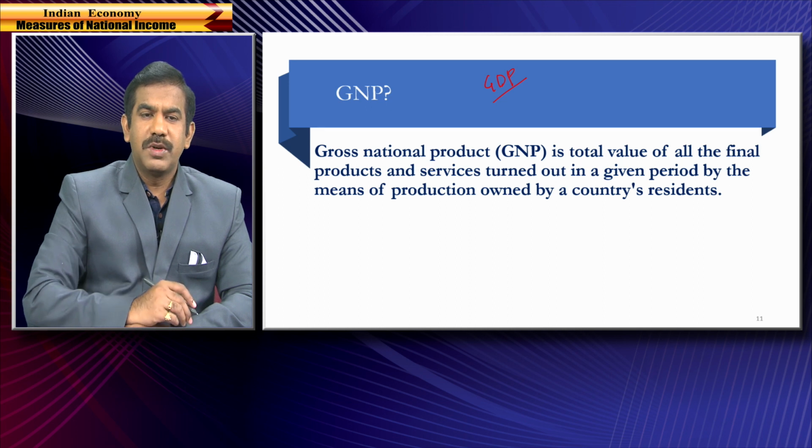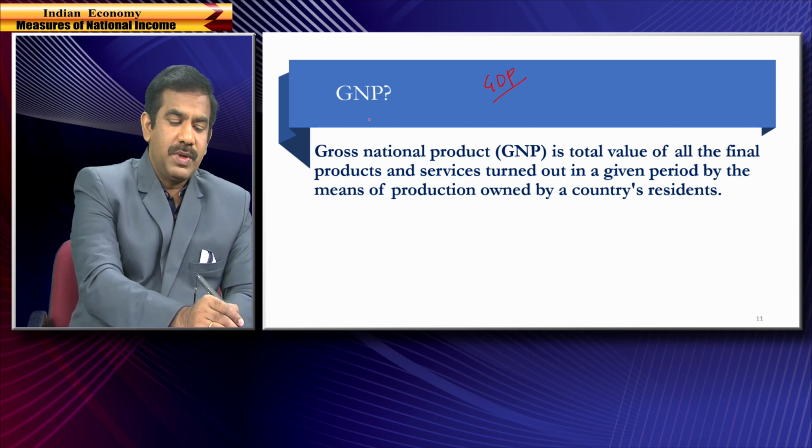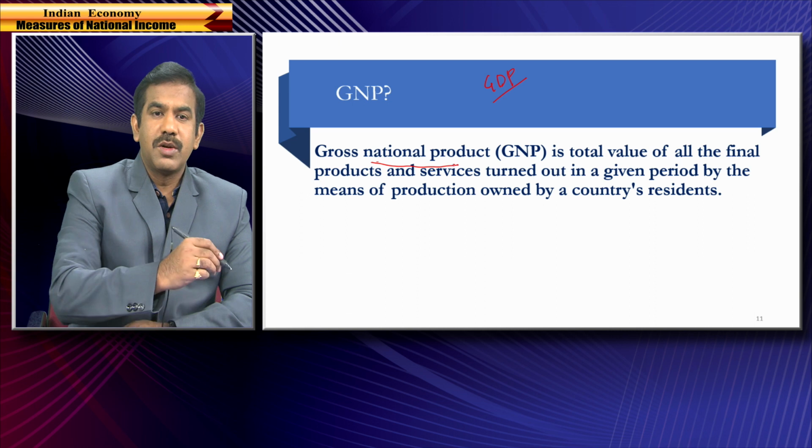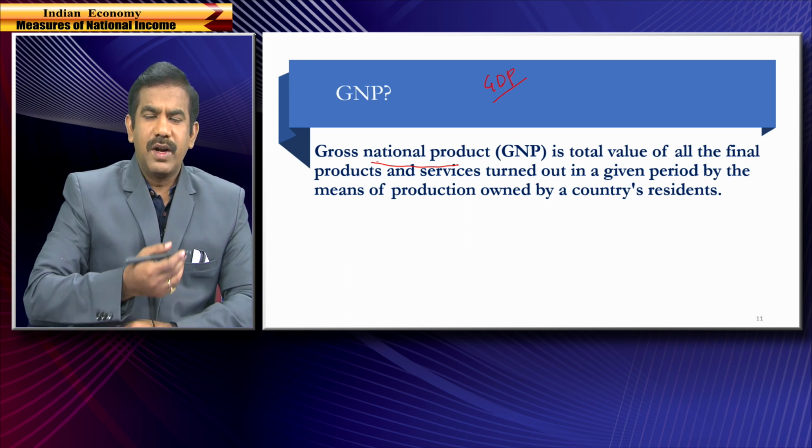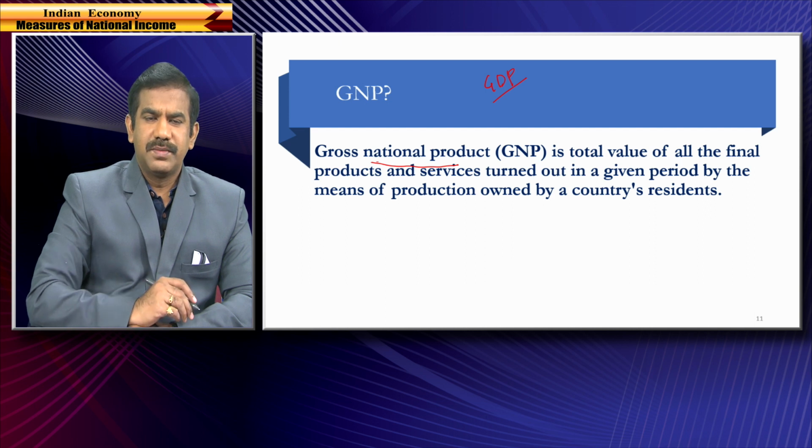The second important measure of national income is what we call GNP, and GNP stands for gross national product. National product. I think you will understand the difference between a country and a nation. The same thing holds good when it comes to GDP and GNP.